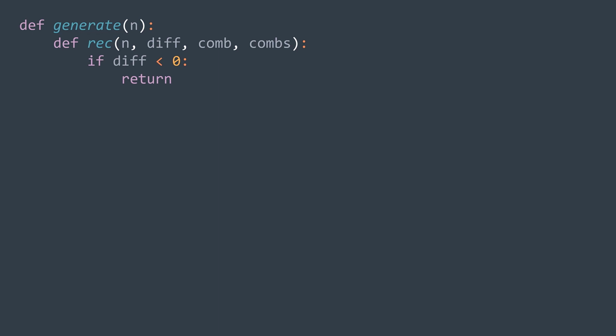The second base case is when we've been able to add all the parentheses, we've been able to build a combination. But in this case, we don't automatically add it to our combs array. We first check if diff is equal to 0, remember the condition. So if diff is 0, we join the parentheses of our combination to form a string, and we add it to our valid combinations array.